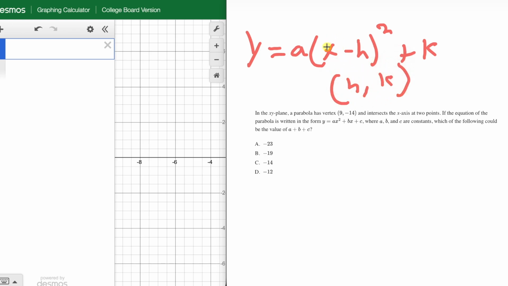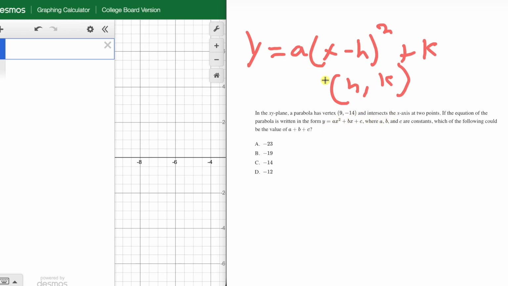So this can be used to go from the quadratic expression right here, y equals ax squared plus bx plus c, to here, utilizing the vertex. So if the vertex is given, you always go to this form, and then you could turn it into this form to figure out what a, b, and c are.